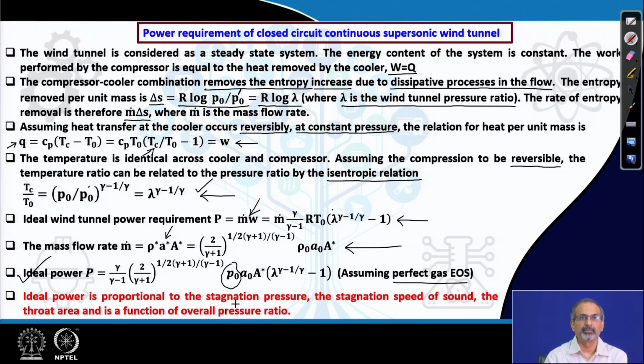What is the ideal power dependent on? That is very important for us to understand. It is dependent on stagnation pressure P naught, stagnation speed of sound A naught, throat area, that is A star, and a function of overall pressure ratio, because lambda here does not exist as an independent term, it has an index gamma minus 1 by gamma. So, this approach gives you a method by which you can estimate the power requirement for your closed circuit continuous supersonic wind tunnel.